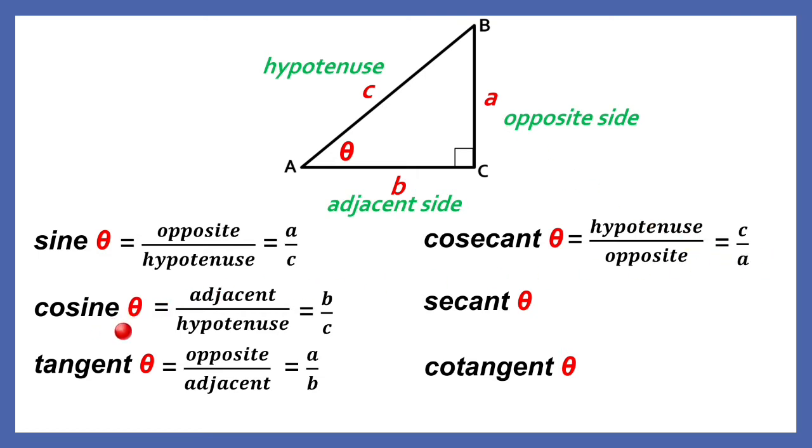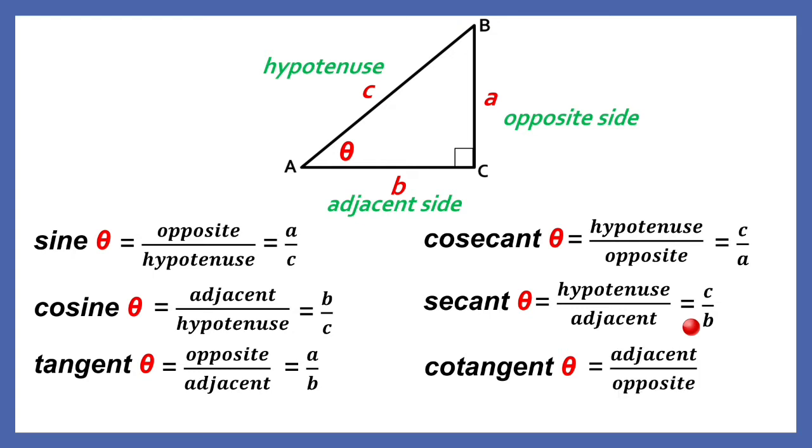Ang cosine theta, ang kanyang reciprocal function ay tinatawag nating secant theta. So, adjacent over hypotenuse para sa cosine. Ang secant theta naman is hypotenuse over adjacent. So, kung b over c, ang secant theta naman is c over b. Let's check. Hypotenuse is c, and then adjacent is b. So, meron tayong c over b.